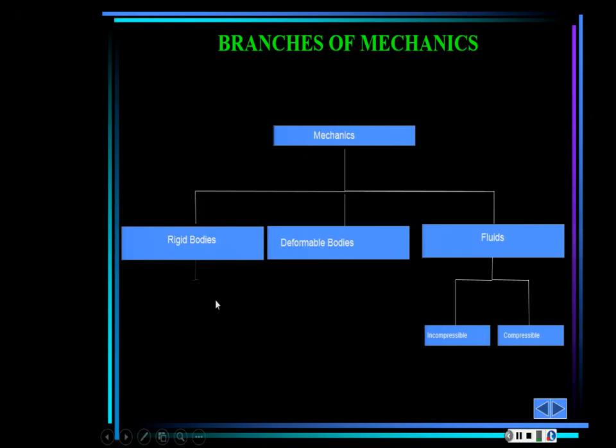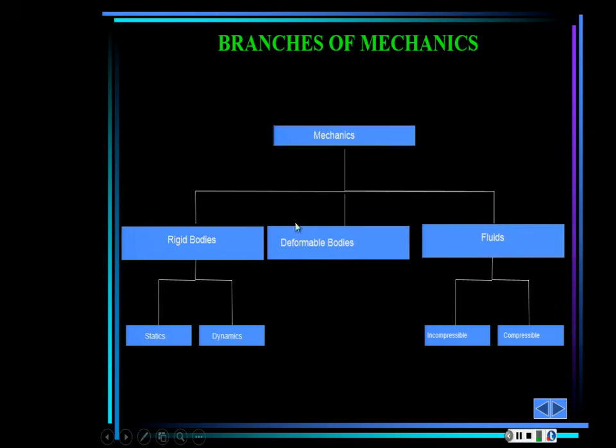That's what rigid means. This part of rigid bodies is dynamics and statics. What I mean is not deformable. Deformable means it changes the shape; not deformable means the shape is constant.